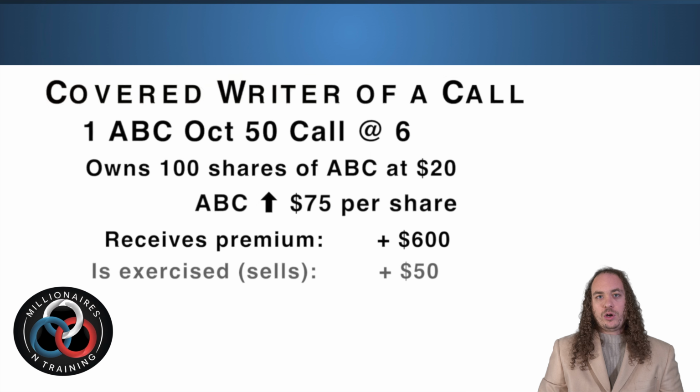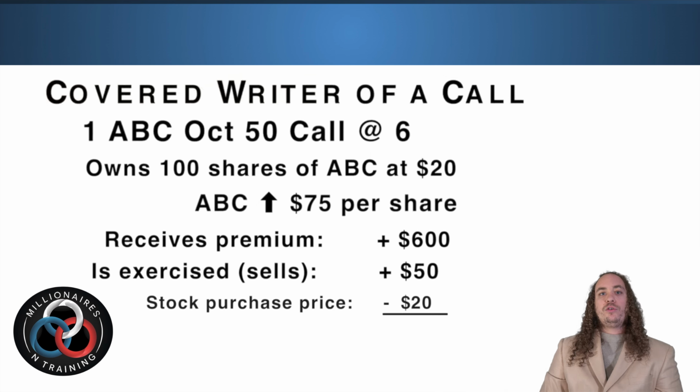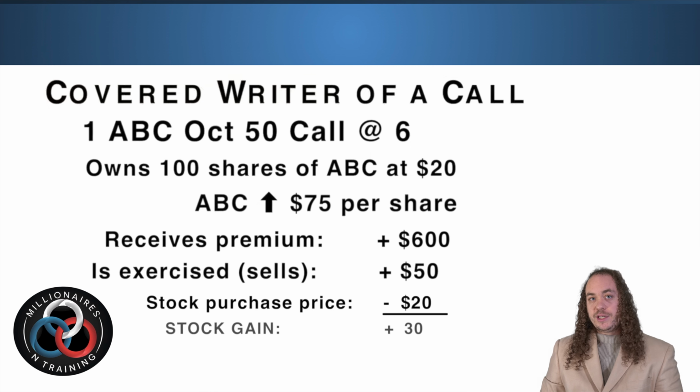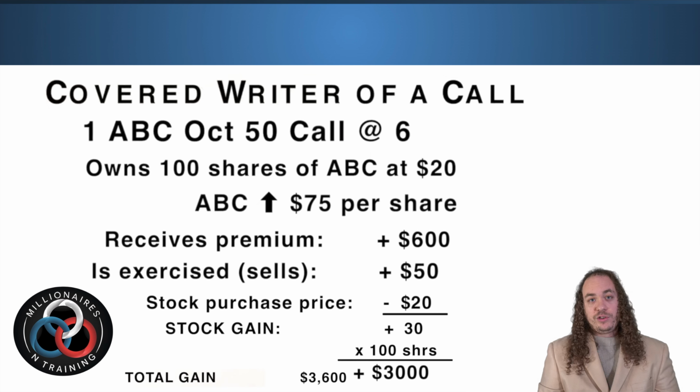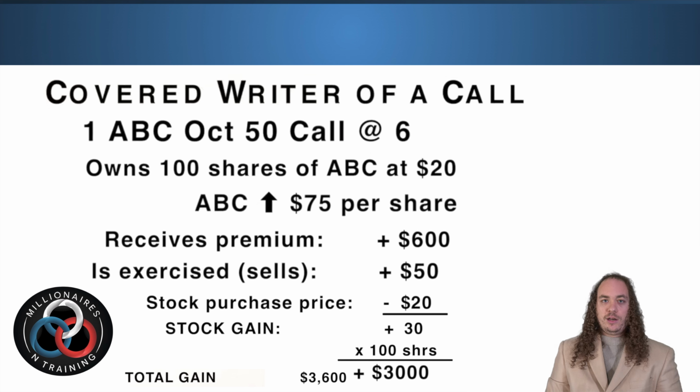But does the writer have to go out in the market and search and buy the stock at 75? No. The writer already owns the stock at 20. So they sell it at 50, having bought it originally at 20. They have a gain on the stock of $30 per share times 100 shares. That's a gain on the stock part of the transaction of $3,000. Plus the writer took in $600 in premiums, yielding a total gain of $3,600.